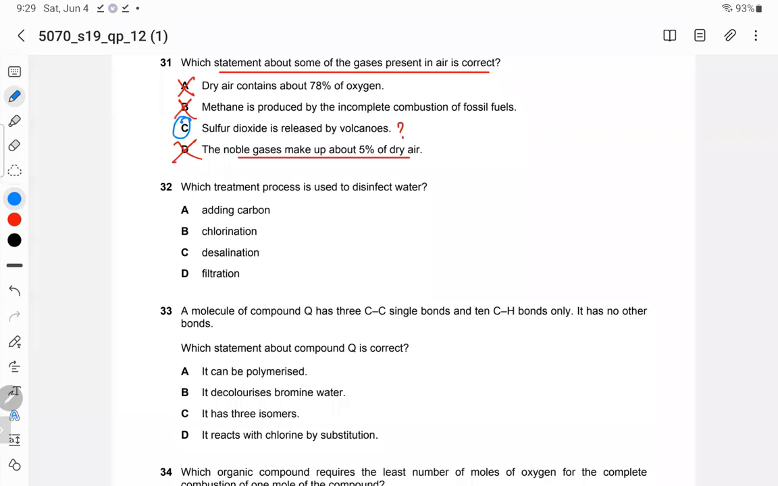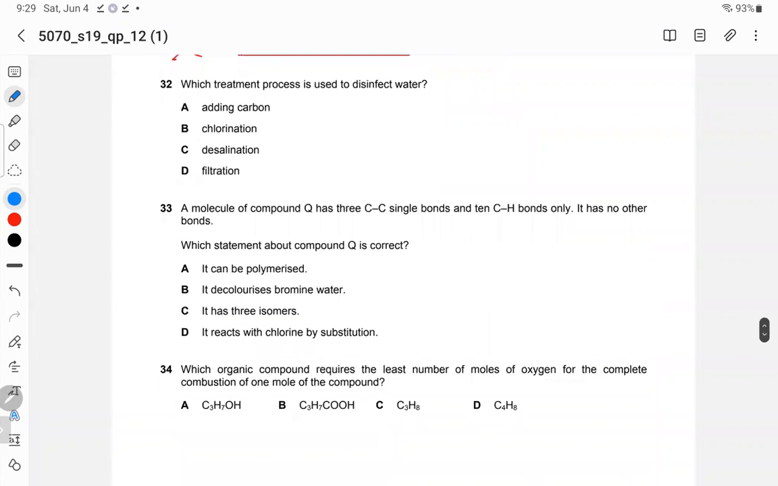Yes, sir. Question number 32. Which treatment process is used to disinfect water? Yes, chlorination. Very good. Chlorine is a disinfectant which is used to disinfect water. A molecule of a compound Q has 3 carbon-carbon single bonds. Okay, they have given us that it's a compound Q.